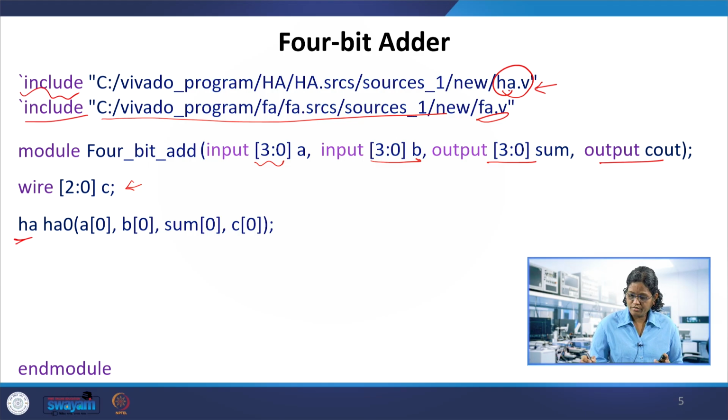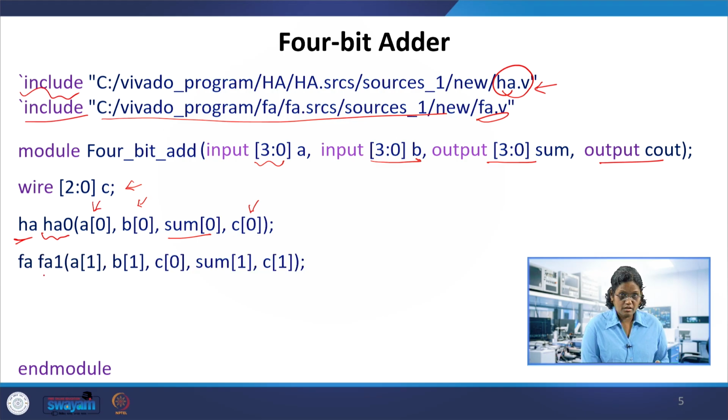HA is the half adder here, HA dot V, and the optional name, that is HA0. This is the module name, and the instance identifier otherwise. A and B are inputs to the half adder, A of 0 and B of 0, the first bits. Sum of 0 is the output, and C of 0 is the output, the carry out from the first half adder.